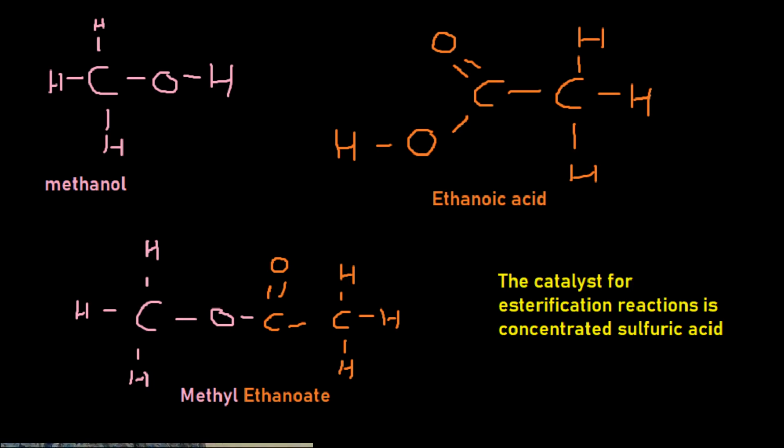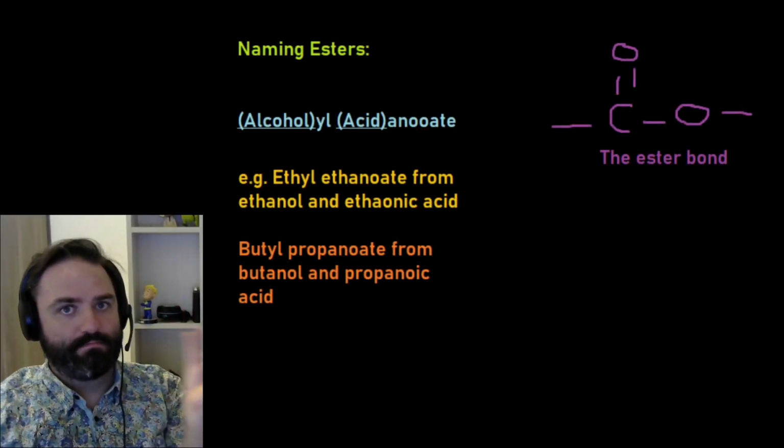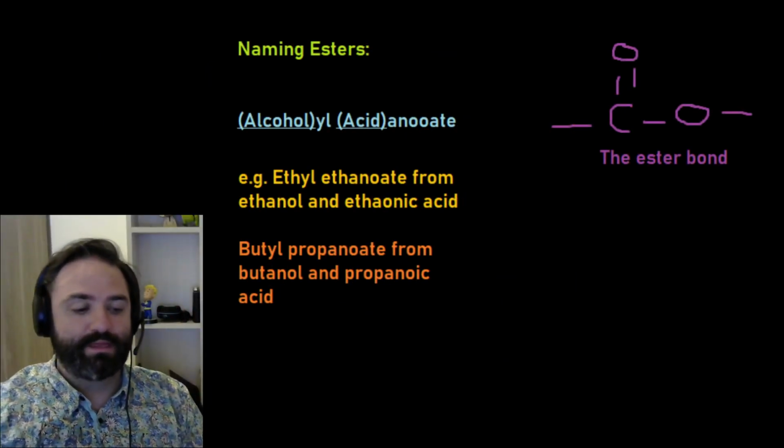methyl ethanoate. The first part of the name comes from the name of the alcohol. So because I used methanol, the first part of my ester name is methyl. The second part comes from the name of the acid. So because I used ethanoic acid, it's ethanoate. So that's how you name esters. You take the alcohol name, number of carbons, then the acid part of the name, anoate. So methyl ethanoate.